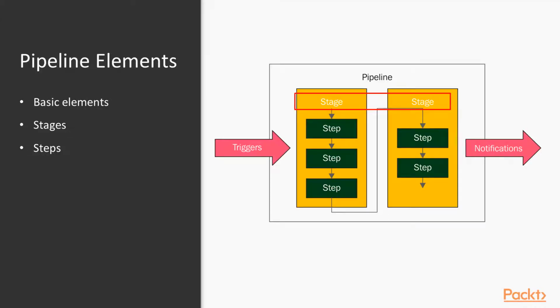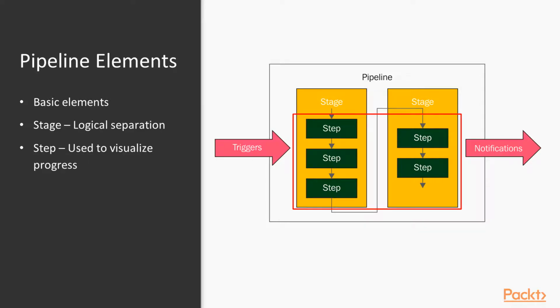A Jenkins pipeline consists of two kinds of elements, stages and steps. The figures show how they are used. The basic pipeline elements are step and stage. A step is a single operation that tells Jenkins what to do. A stage is a logical separation of steps used to visualize the Jenkins pipeline progress.